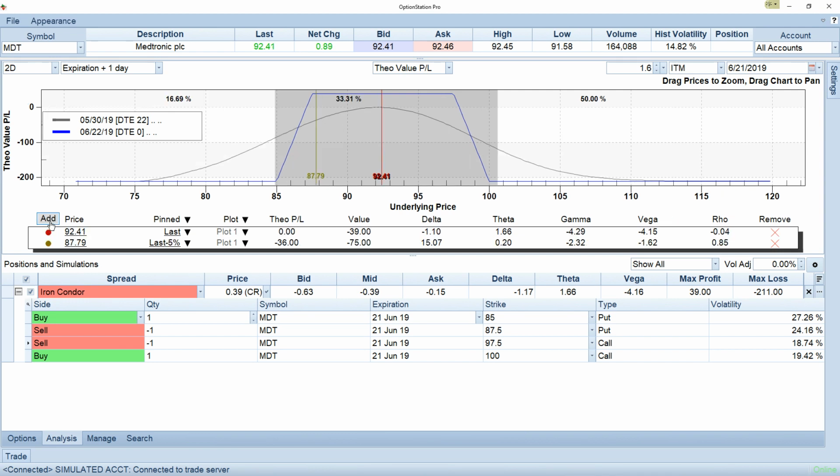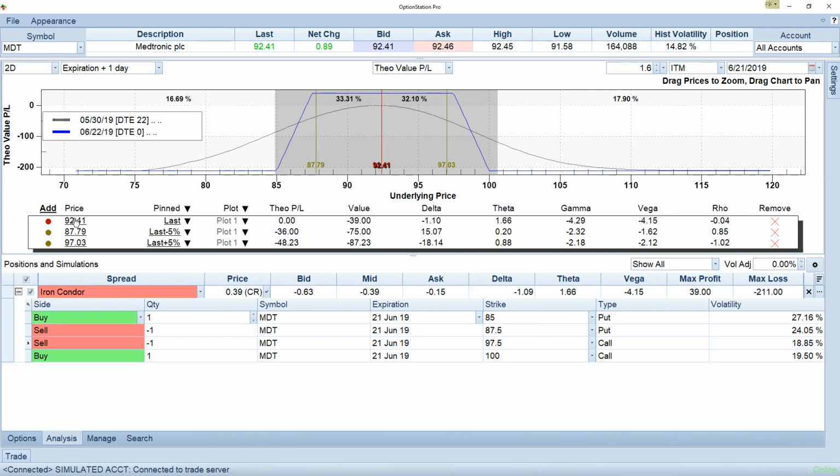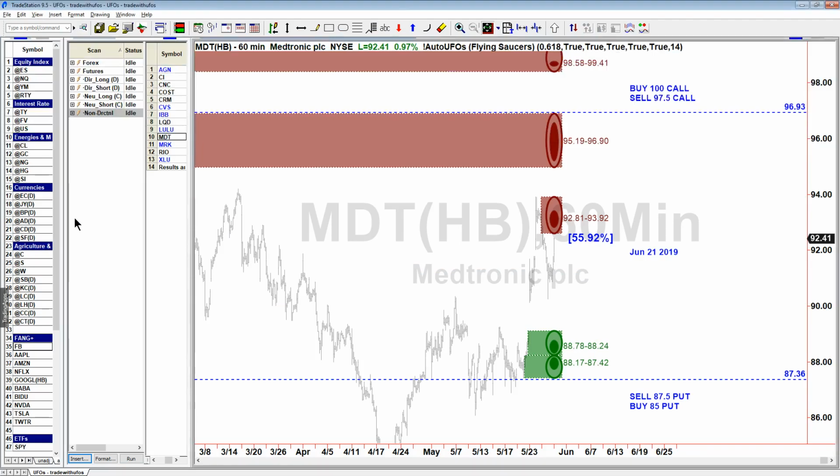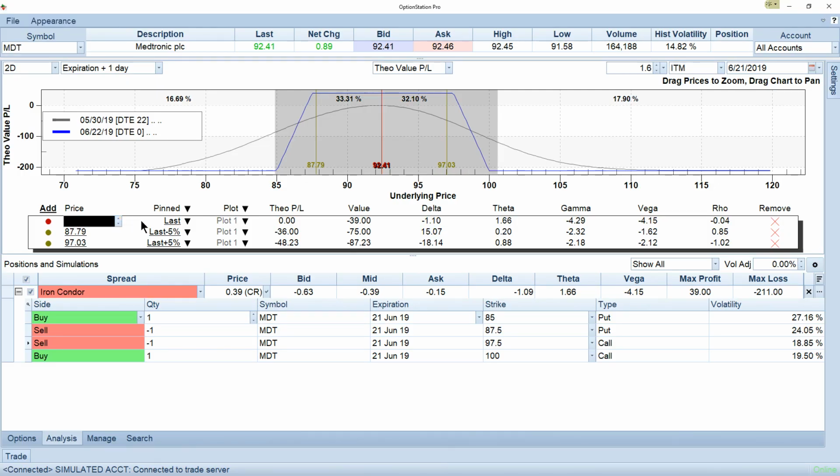But before I get excited or not, I want to also make sure that my condor is more or less well balanced. For that, I am typing the values from the upper range, which is 96, 93. Here we go. And the bottom part is 86.30, 87.36. Okay, so we have it here.